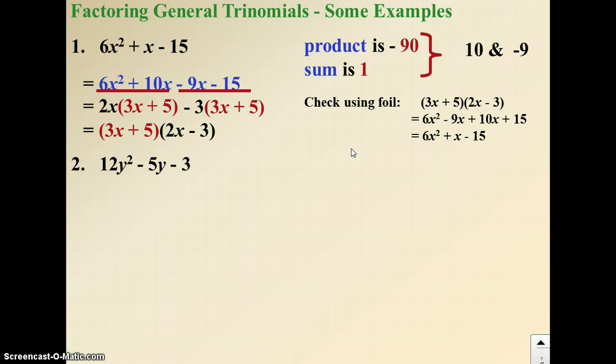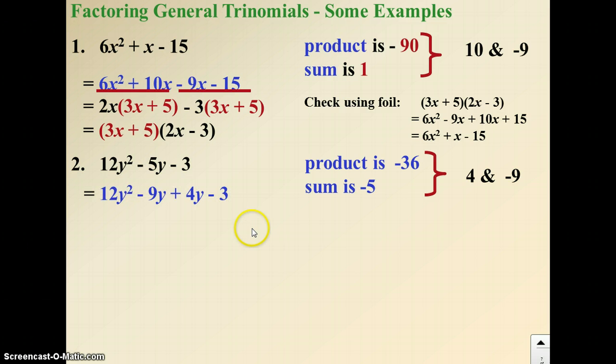Let's try another one. What two numbers add to negative 5 and multiply to negative 36? Well, those two numbers are positive 4 and negative 9. So we decompose the middle term using positive 4 and negative 9. Negative 9y plus 4y gives us minus 5y, so the value is the same, it just looks different. We now factor by grouping.